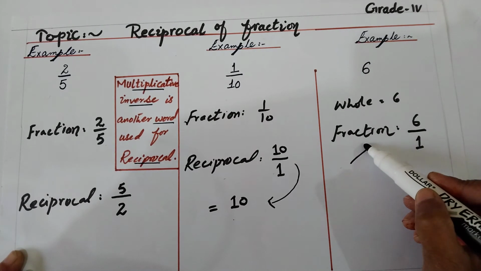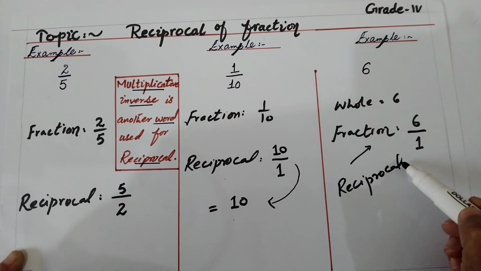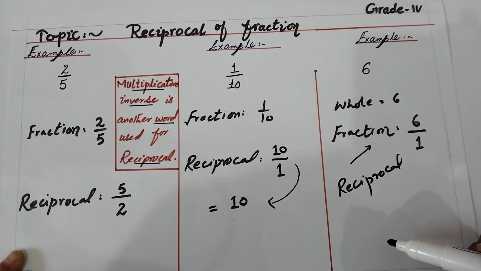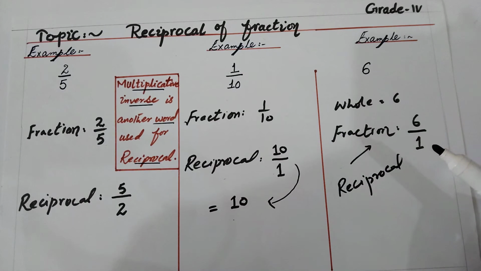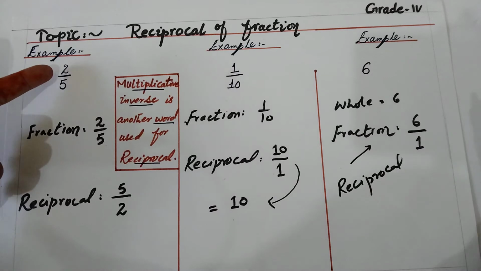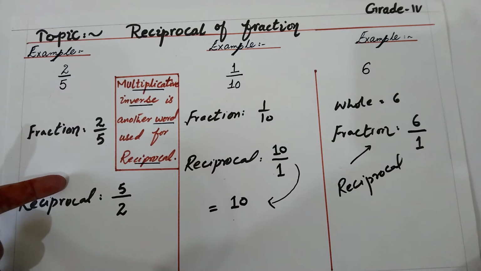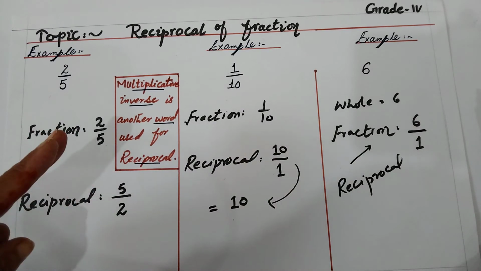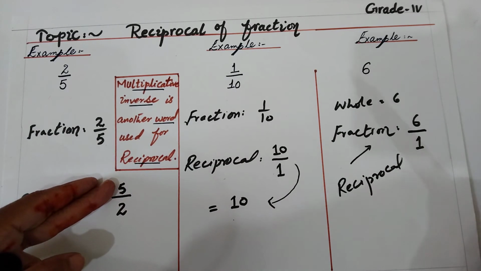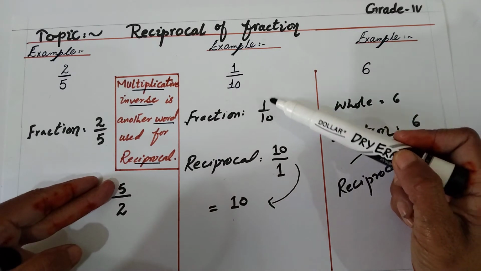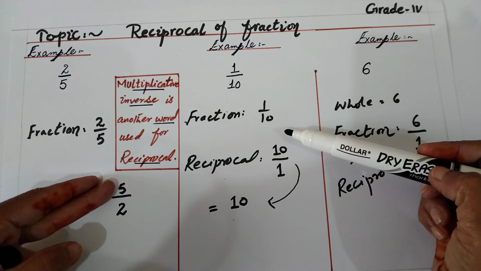Now this fractional form is actually the reciprocal of 6. Got it? So in these 3 examples, we have 3 different methods. In the first example, we have the fraction 2 over 5, and when we find the reciprocal, we just turn it upside down. The numerator is converted into the denominator and the denominator is converted into the numerator. But in the case of 1, if we have 1 in the fraction, then that case will be different.